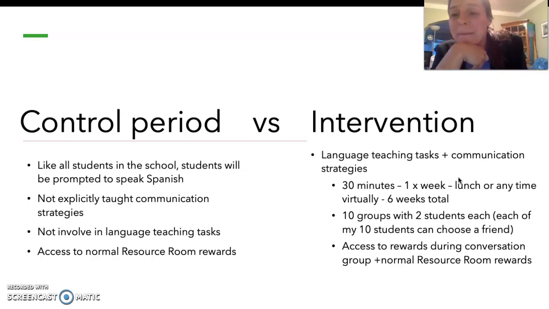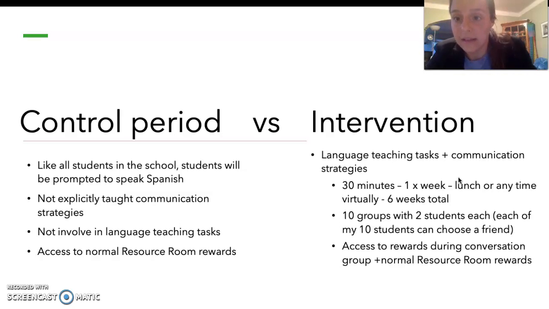So during the intervention, let's talk about that. Students will receive language teaching tasks and communication strategies. Basically, what's going to happen is each of the 10 students will be able to pick a friend to join our club. And the friends' data will not be a part of this study because it is not what my research question is measuring.